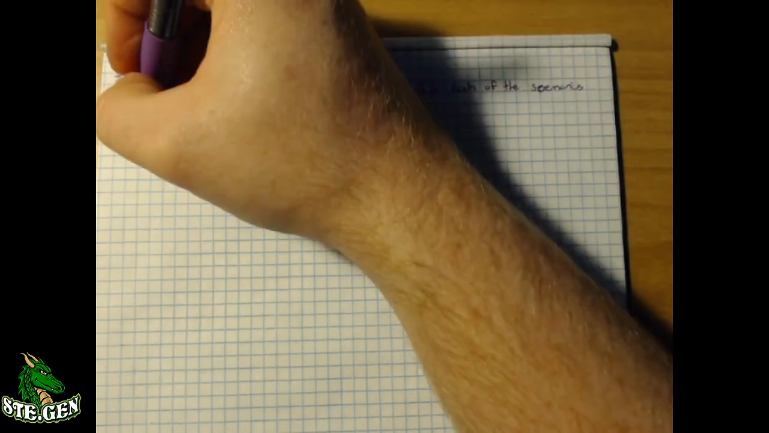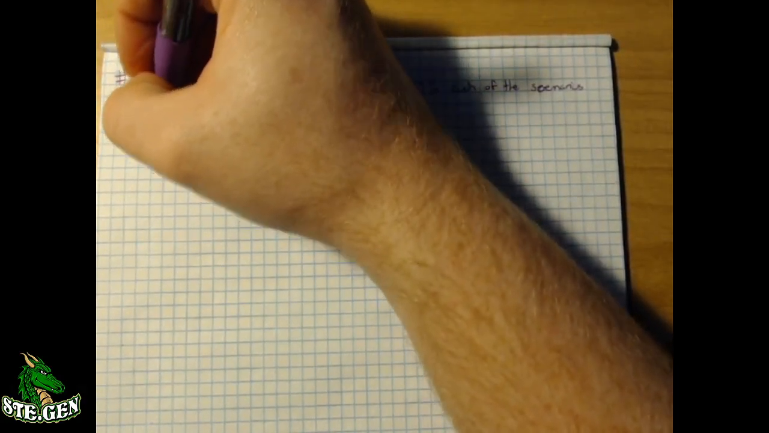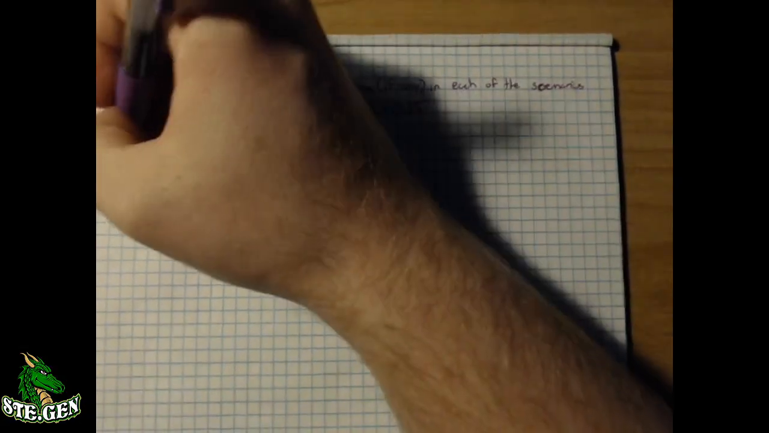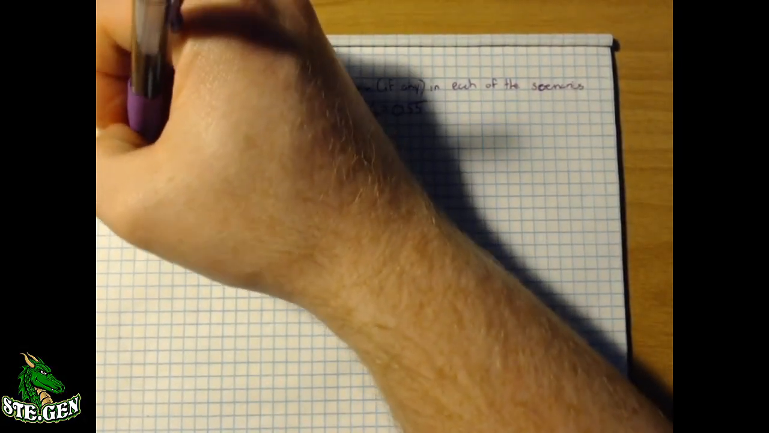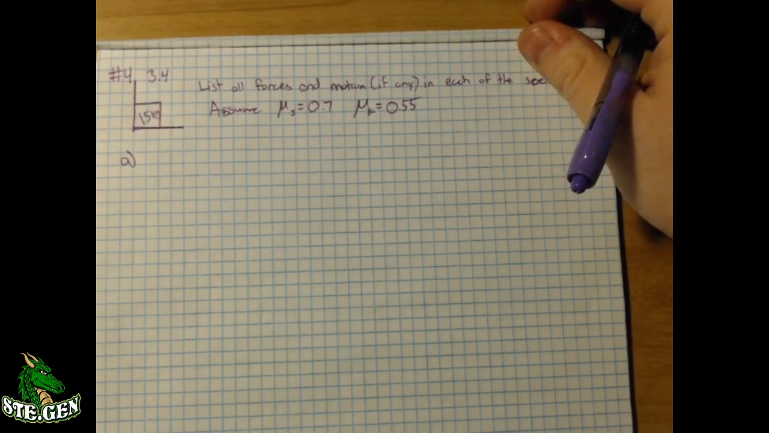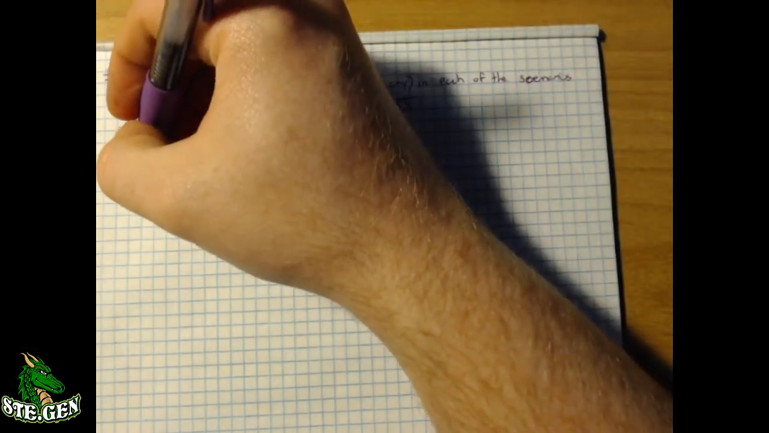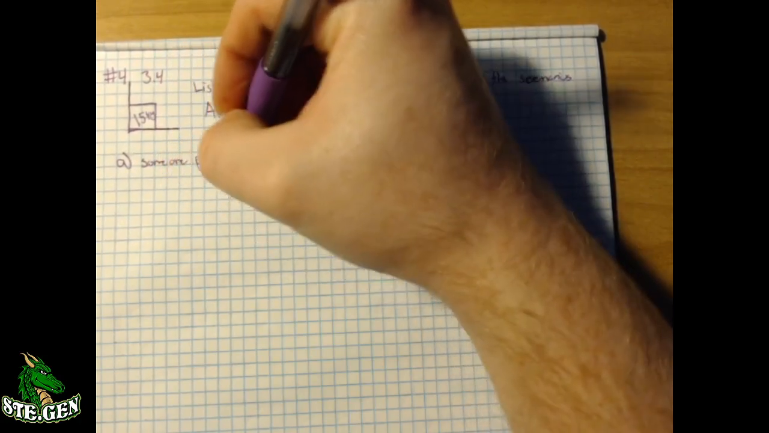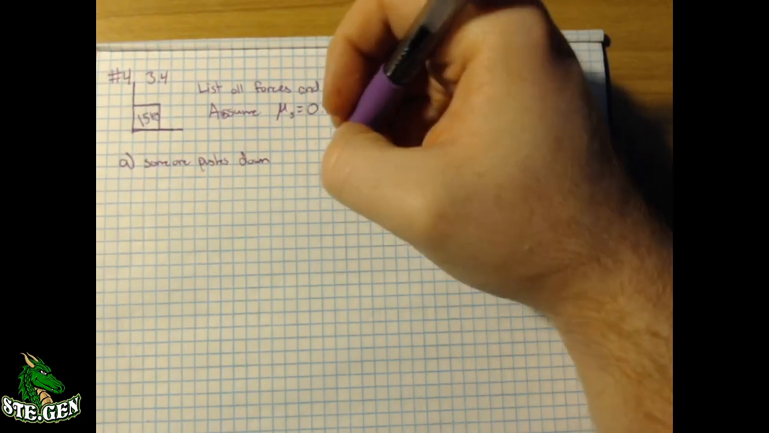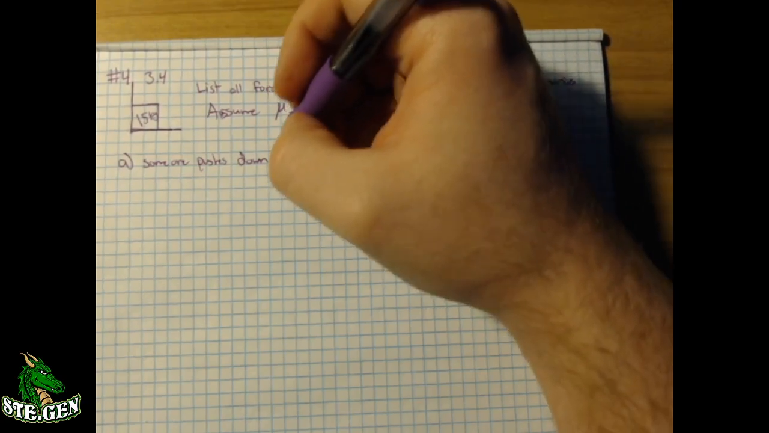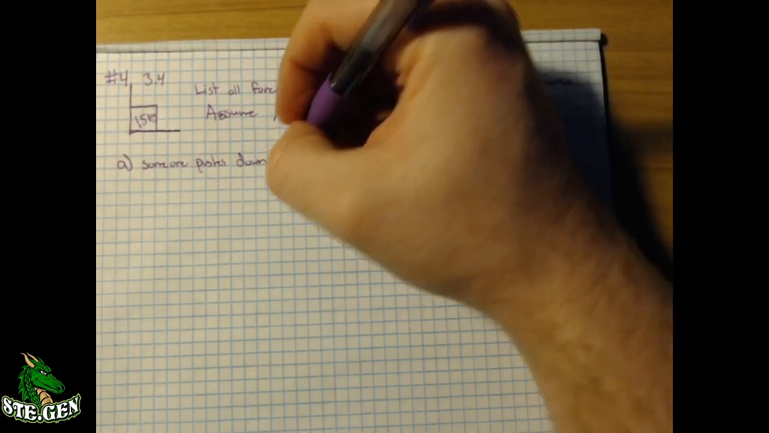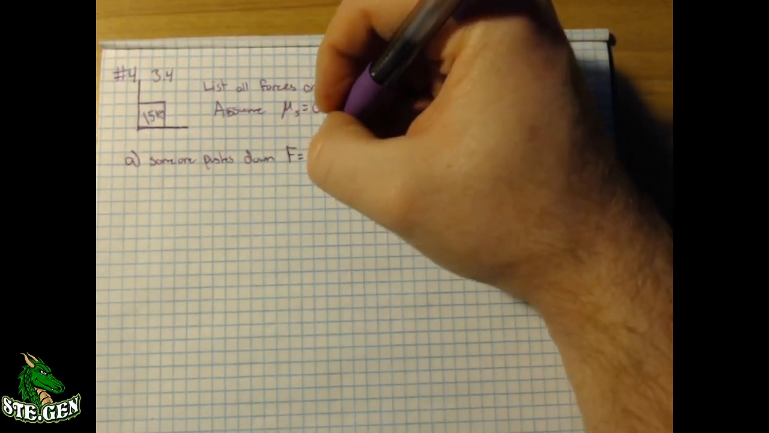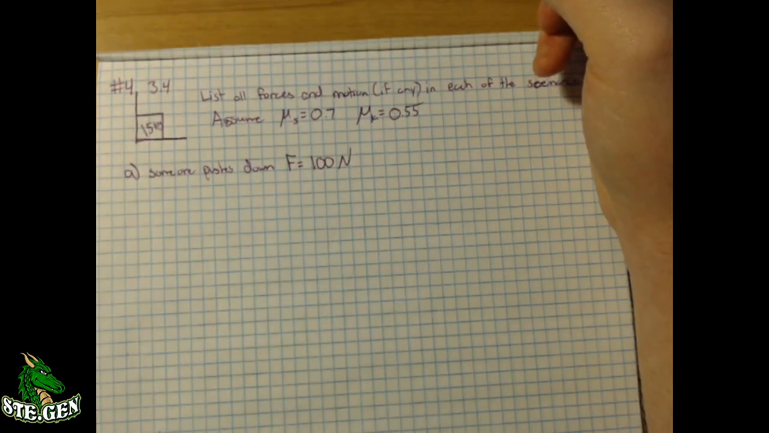Okay, we know the box is 15 kilograms. Scenario number A: someone pushes down with a force equal to 100 newtons.